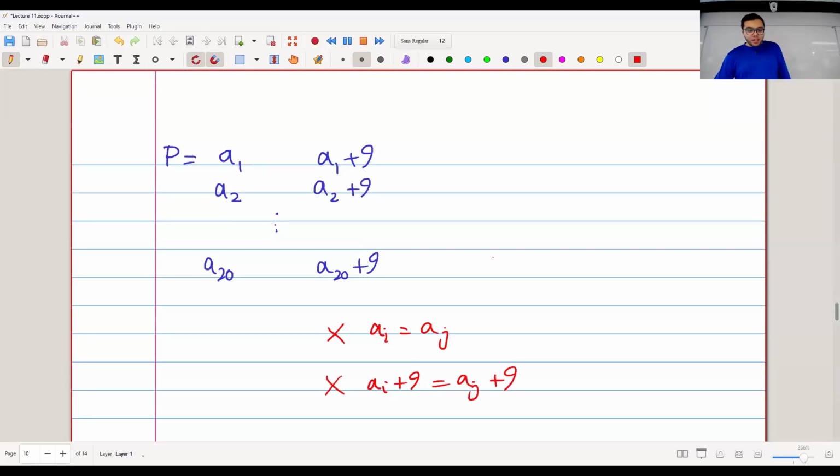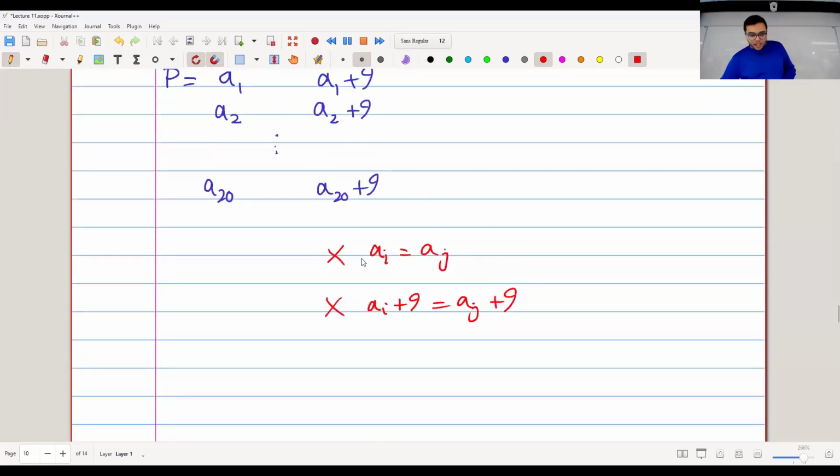So if I have 2 numbers among these 40 numbers that are the same, one of them has to be from the left side, and one of them has to be from the right side. So I should have something like this. Something from the left side, some AJ, is equal to something from the right side, some AI plus 9, which is exactly what I wanted to do. So this means that from game I plus 1 to game J, I have scored exactly 9 goals.